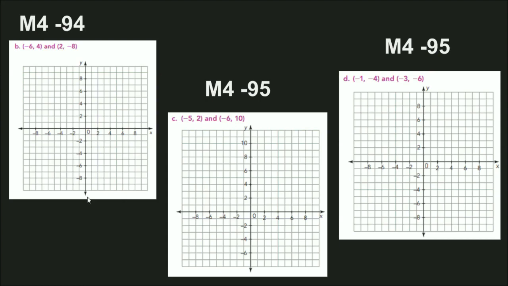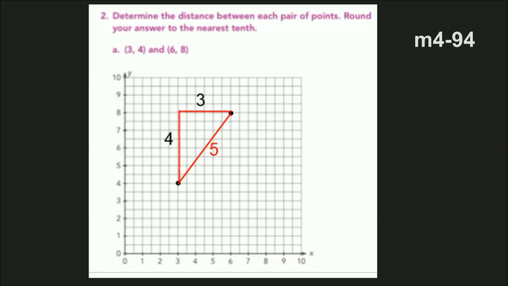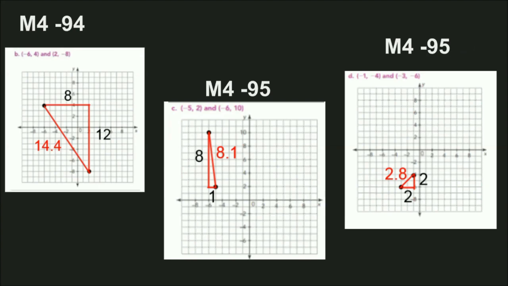So now that you've had a chance to share with your partner, let's go back and check how we did. For 2A, here's how our triangle should have looked when we graphed it. We have legs of 4 and 3, which leaves us with a hypotenuse of 5. So C should have equaled 5 on 2A. If we go through B, C, and D, you can see our answers up above.